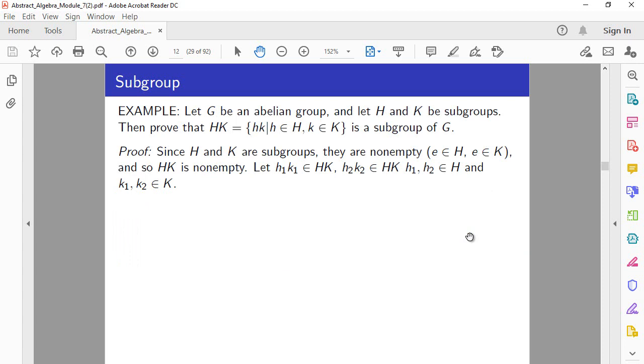All right, so let's do an example. Let's say that I want to show the following. Let G be an abelian group, and let H and K be subgroups.